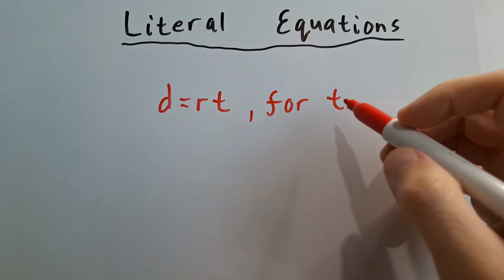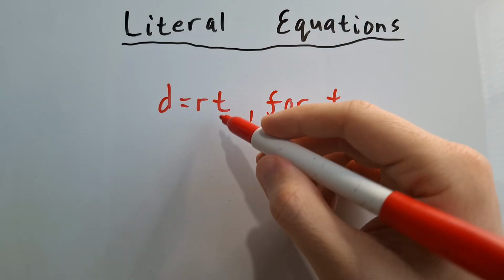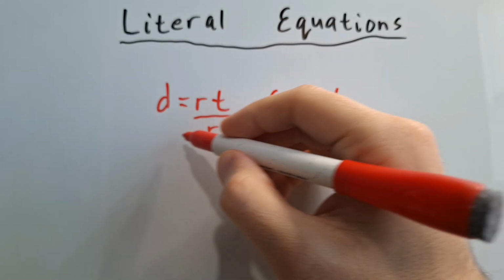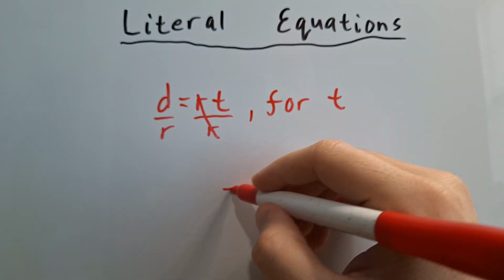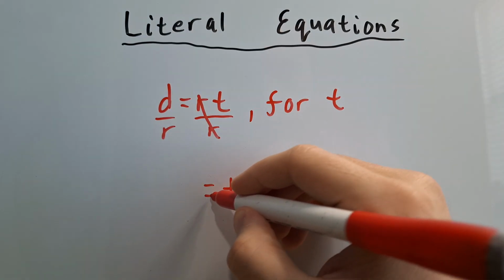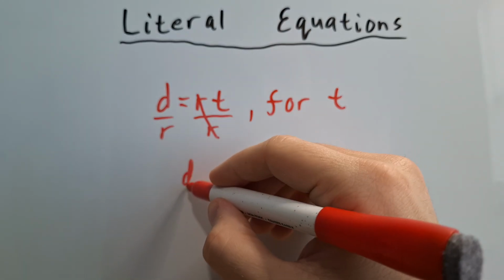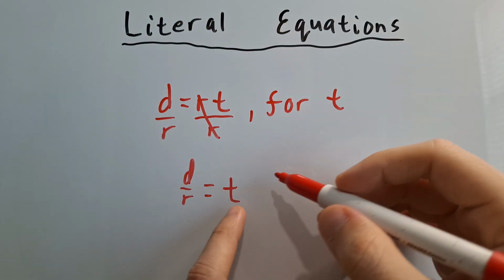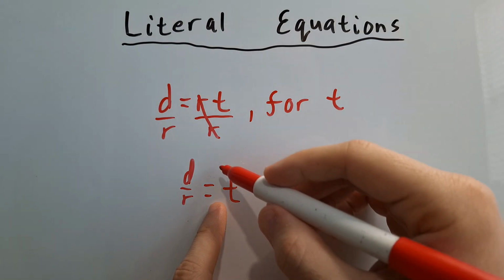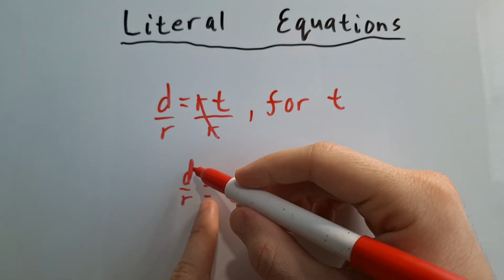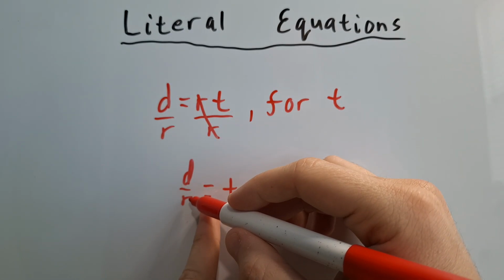In order to do this, we're going to solve for t, and we're just going to divide by r. The r's cancel out here, and we'll get t equal to d over r. So if we're working with that distance, rate, and time formula, and we want to solve for time, we'll just do distance divided by rate.